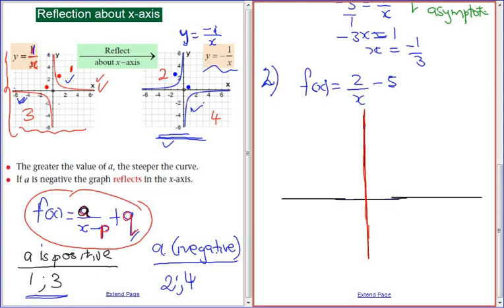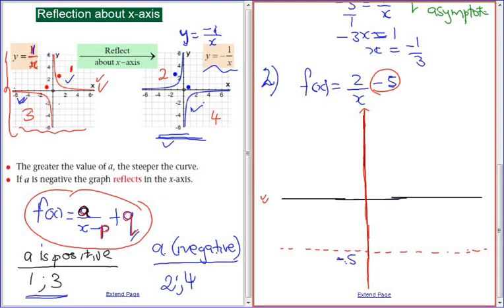But we have shifted this graph 5 units down because of that -5. So the horizontal asymptote will have to move 5 units down. From the x-axis, it will move 5 units down. I normally prefer putting it as dotted lines. Here is your horizontal asymptote, right here, so it is on -5.